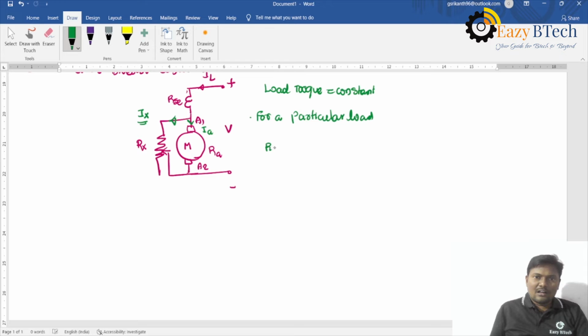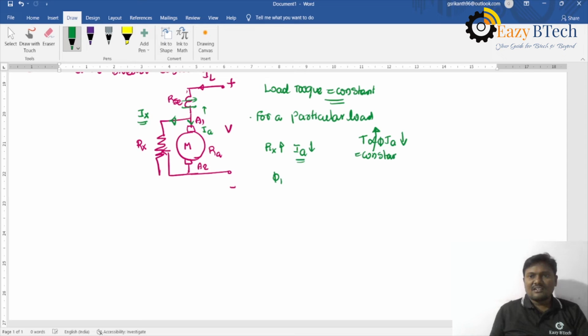If Rx increases, the current flowing through the armature decreases. If the load torque is constant, torque is directly proportional to flux times Ia. If Ia decreases, the flux produced by the series field winding increases. The change in Ia changes the flux, and then only the load torque remains constant.